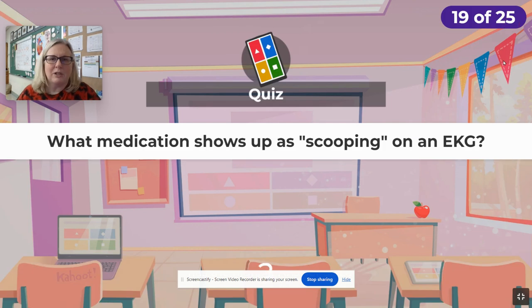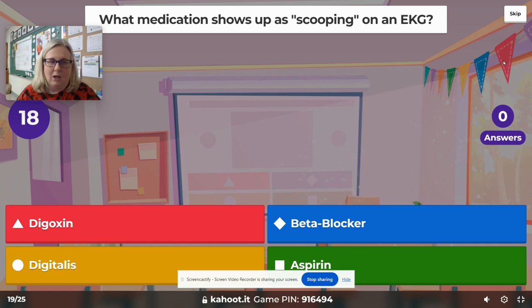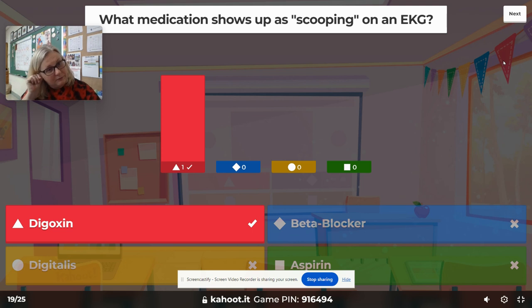What medication shows up as a scooping on an EKG? So this is the medication. What's the medication called? That medication is called digoxin. The scooping phenomenon is called digitalis. Don't get them mixed up. Digoxin's the medication, digitalis is the scooping phenomenon.